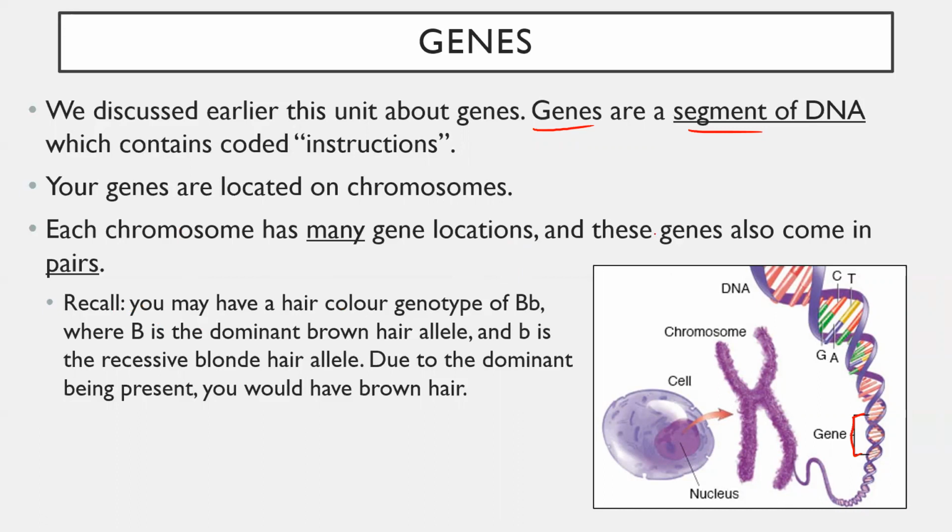Now, I want you to remember that this idea of genes coming in pairs shouldn't be new information to us, because remember, when we're talking about genotypes and phenotypes, if you had a hair color genotype of, let's say, Bb, capital B, lowercase b, remember that capital B is your dominant brown hair allele, which is one part of a gene pair, and the lowercase b is the recessive blonde hair allele. Now, due to the dominant being present, you would have brown hair. But what I'm getting at here is because genes come in pairs, these pairs being each allele, you're going to have either a dominant or a recessive within each of these gene locations.